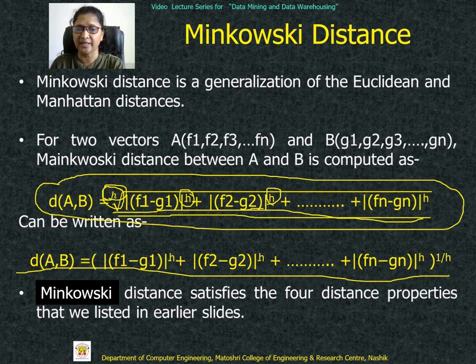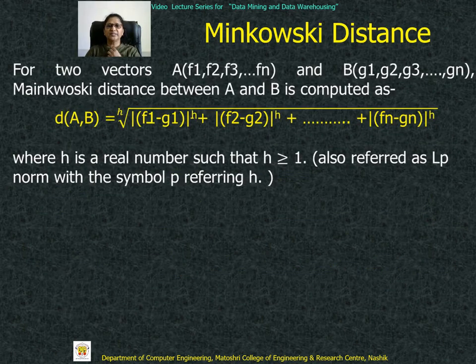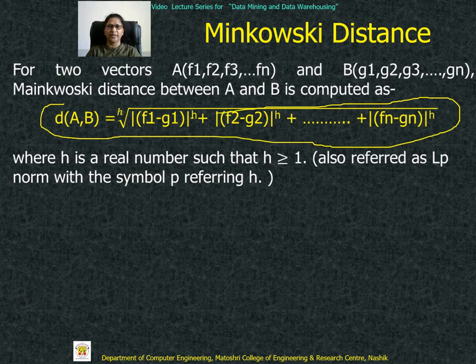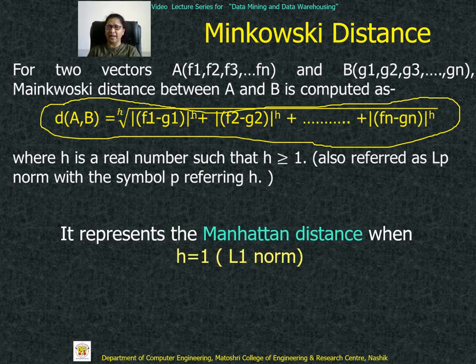Minkowski distance, like the earlier two distance metrics, satisfies the 4 axioms, that is the distance properties, so it is also a metric. So this is the formula we defined just now to compute Minkowski distance between any two vectors defined with n features. Here h is a real number such that it is always greater than or equal to 1. In some literature, this h is replaced with p and it is called the Lp norm. When the value of h is 1, it is the Manhattan distance and it is named the L1 norm.